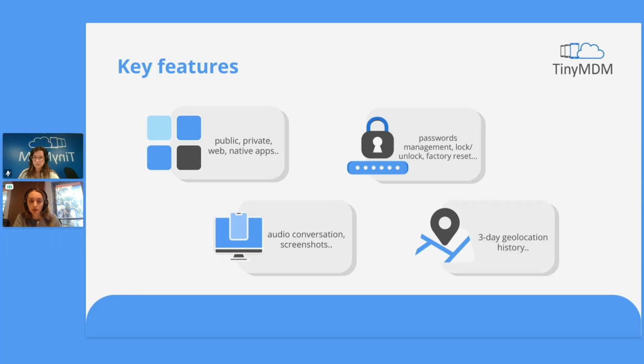And geolocation. What you can do with geolocation is remotely see on the map where the devices are, even if it's around the world. If you have thousands of devices around the world, you can see them on the map, where they are exactly. And if you want to see the position of a specific device on TinyMDM, you have a 3-day geolocation history where you can see where the device is and was during the last 3 days.